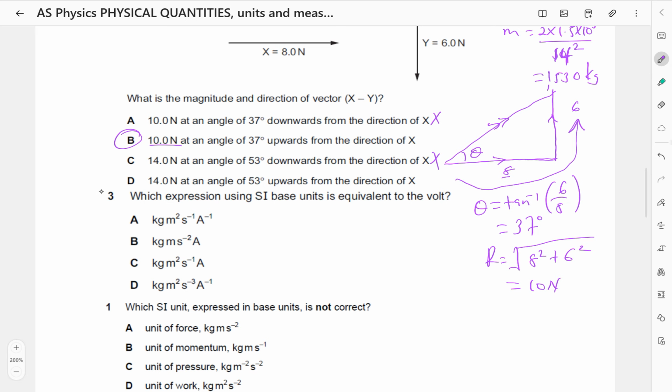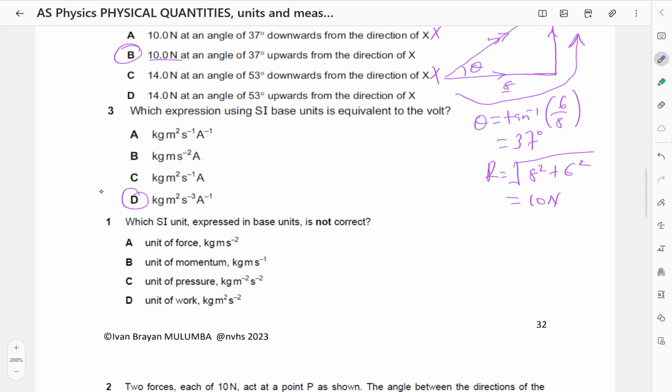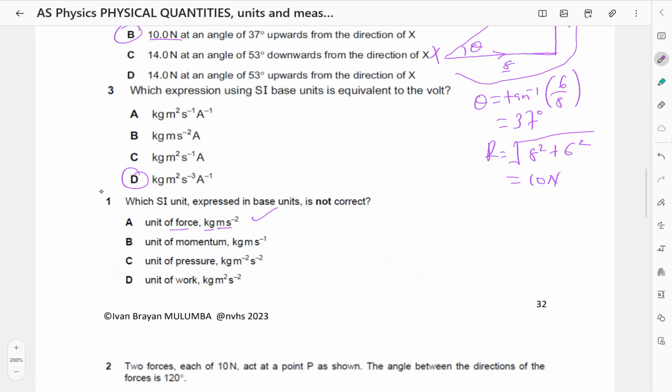Which expression using SI base units is equivalent to the volt? I think we have answered that question without wasting time. The answer is going to be D. Which SI unit expressed in base units is not correct? Unit of force, kilogram meter per second squared, that is mass times acceleration, that is correct. Unit of momentum, mass times velocity, that is correct. Unit of pressure, this is mass. Actually, this is the unit of energy. This is not the unit of pressure, so this one is wrong. So the answer is C.